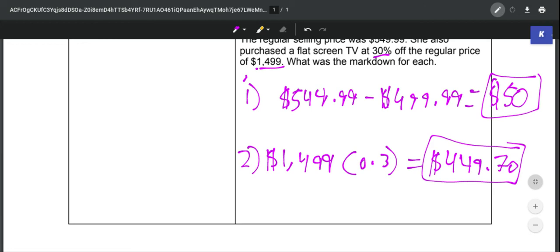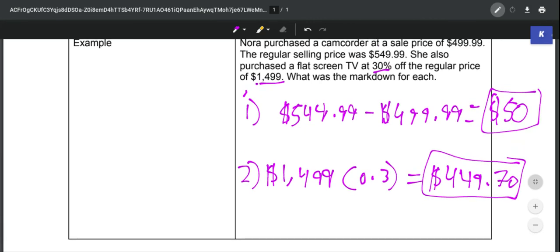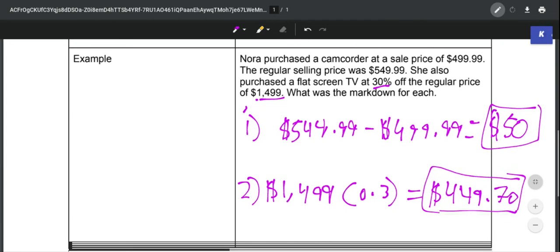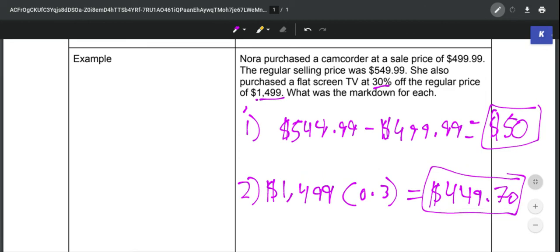Right now, we're just going to focus on finding the markdown. And so you'll probably have examples on the homework where you'll need to do both. I don't know if I'll put both in the same problem, but we will see. But that is both of the ways that you could have to calculate markdown. The first way is pretty much just subtracting, and the second way is multiplying by the percentage rewritten as a decimal.